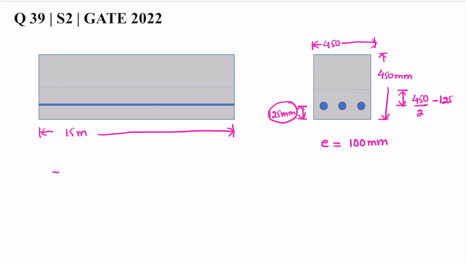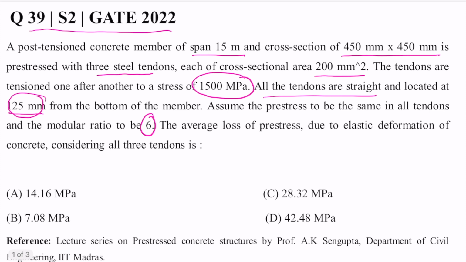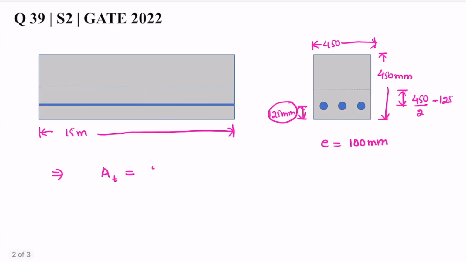Now, let's see what are all the other things which are given. So, the area of the tendons is given to us, which is 200 mm square, which is the area of each tendon. Also, the value of initial pre-stress is given to us, and it is 1500 MPa.